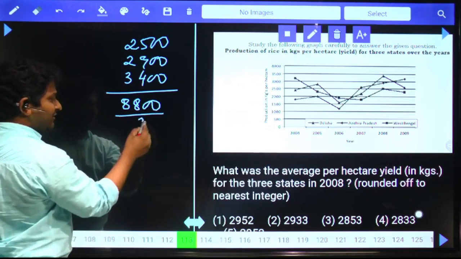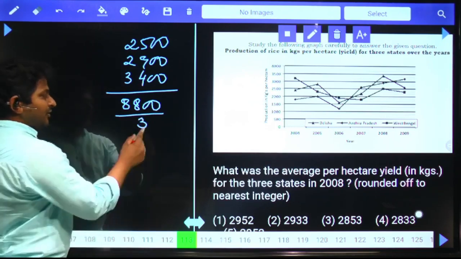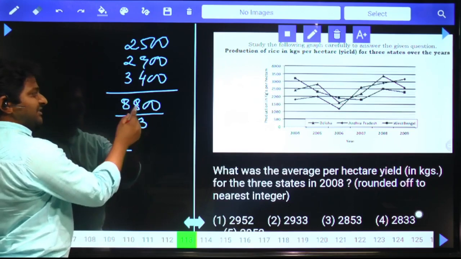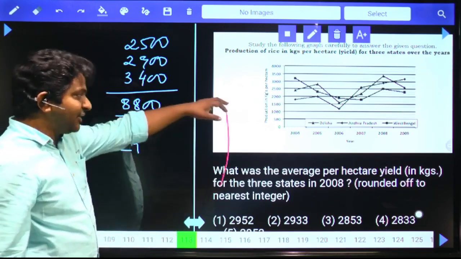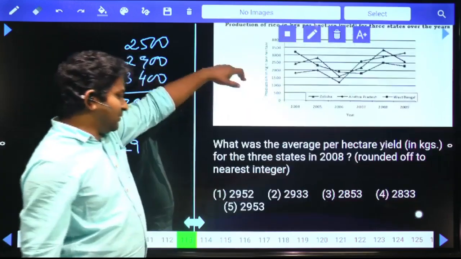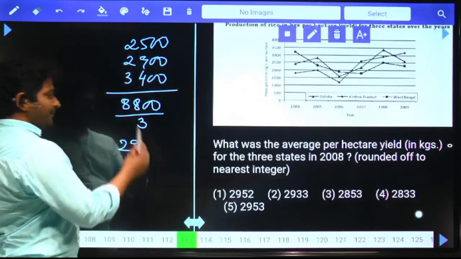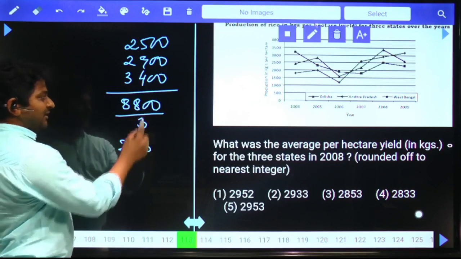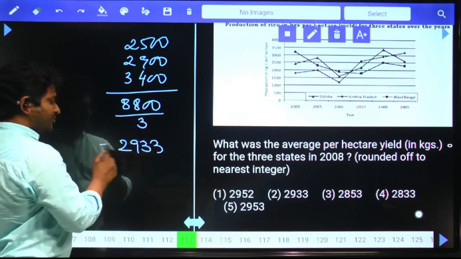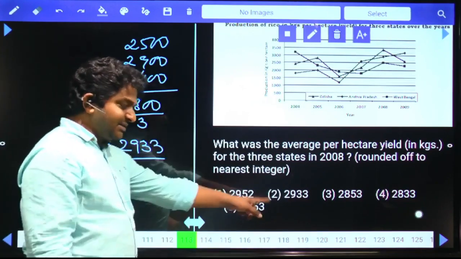So that is divided by 3. 3 times 9 is 27, 28 we have 9 times. How many options are starting with 29? 3 options are there. And still you have 10 here, that is 3 times. Again 10 we have, again 3 times. 2933, final answer, second option.